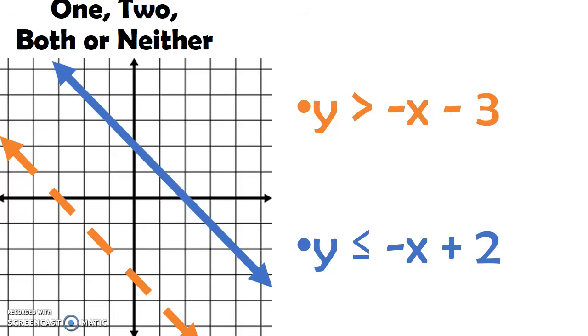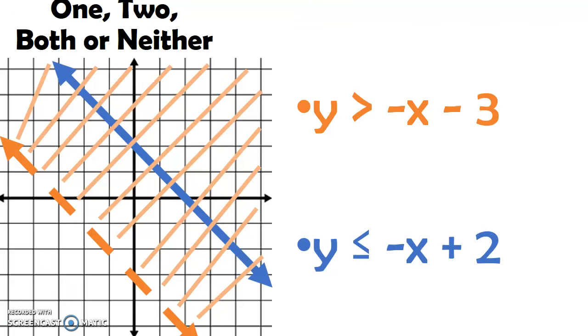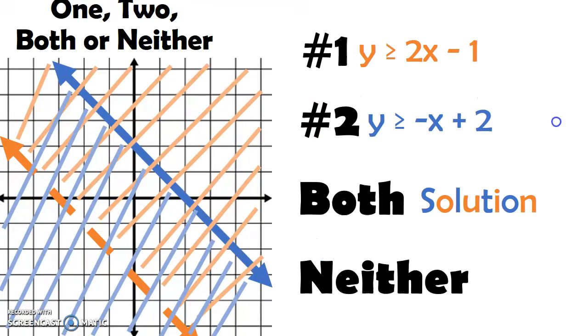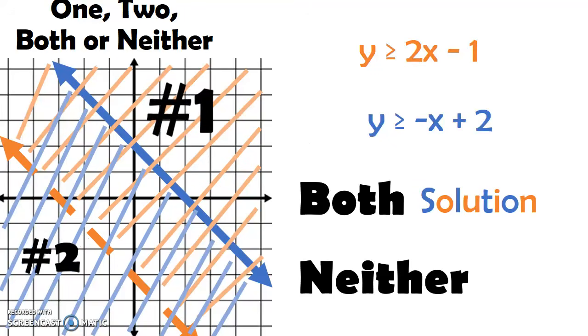Alright, and here are the lines for these inequalities already graphed here. For the orange, I know I'm going to shade above because y is greater. And for the blue, I'm going to shade below because y is less than or equal to -x plus 2. So my number 1 values are going to be those that are only shaded in the orange. And my number 2 values are going to be those that are only shaded in blue.